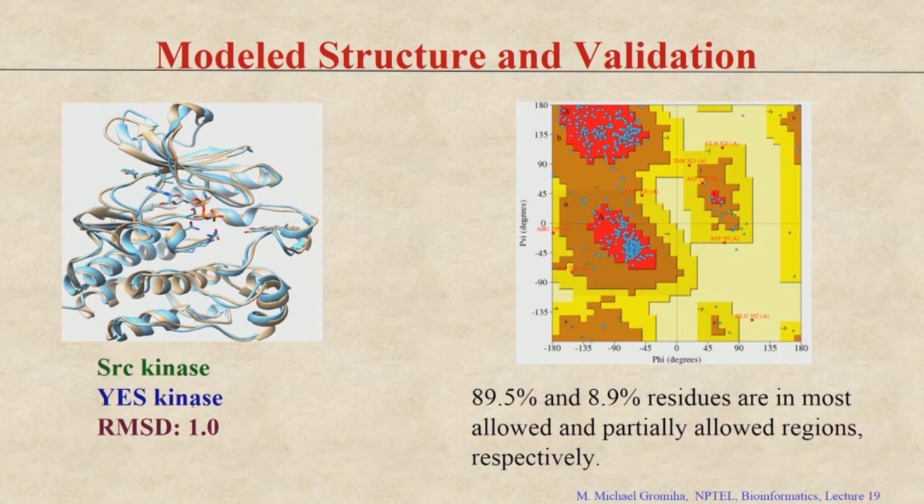You can see the blue one is for the CS kinase and the grey one is the SRC kinase, and the RMSD is around 1 angstrom. So it is a reasonably good structure. Then we validate our model; this is one of the examples you can do with the Ramachandran plot. You can see the dots, mainly in the alpha helices and in the beta strands. About 90% of these residues are in the allowed region and about 9% are in the partially allowed region. In this case the model is reasonably good and you can trust this model for other applications. Here the sequence identity is very high.